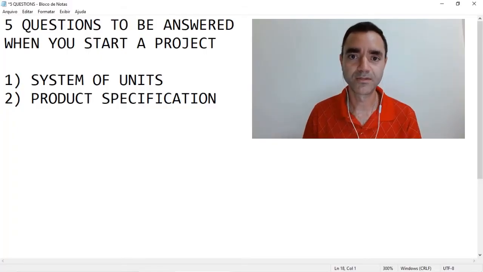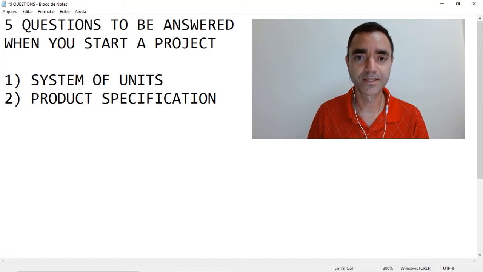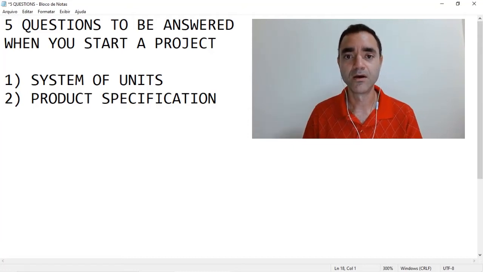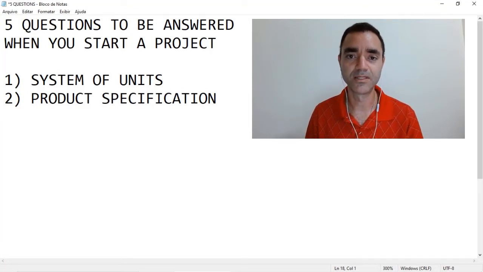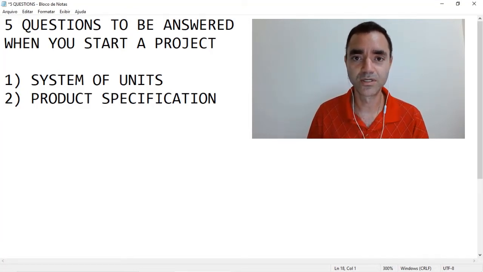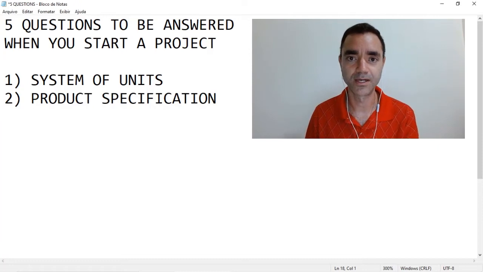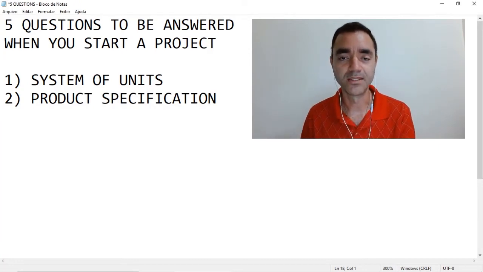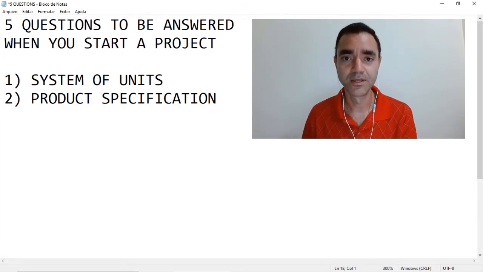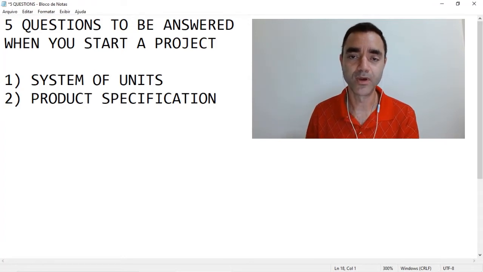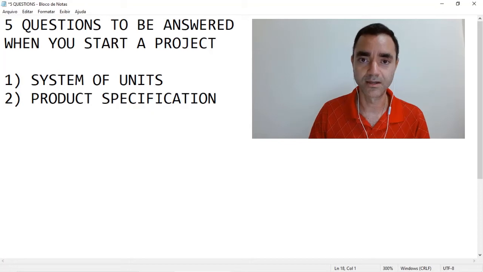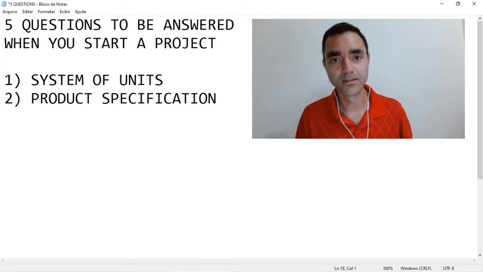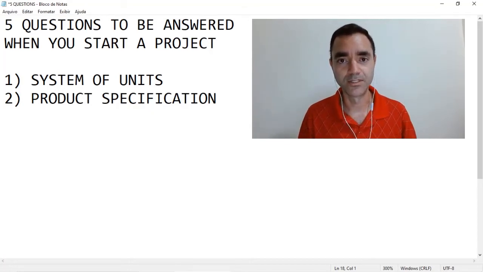We talked about the system of units, we talked about the product specification, and now let's talk about the raw material characteristics. It's very, very important that you have a good understanding of the raw material characteristics. Again, it is not a dumb question, because how are you able to develop a process if you don't know the product specification and the raw material characteristics?